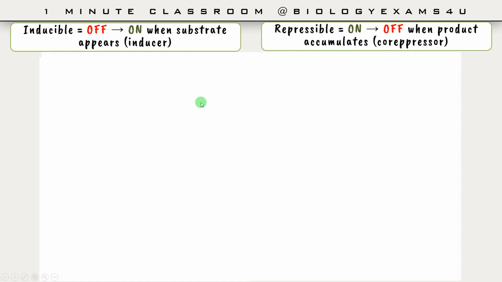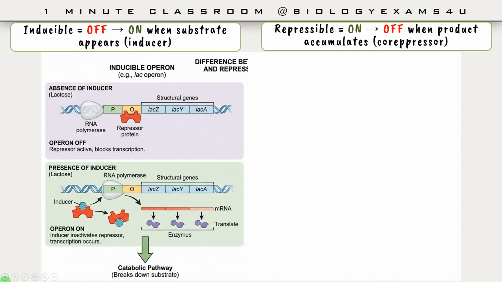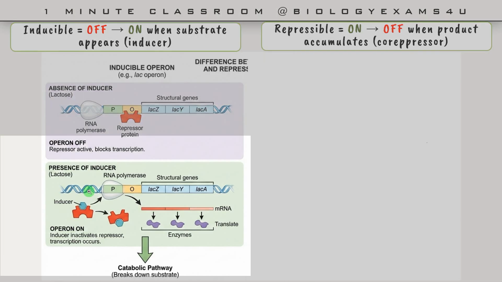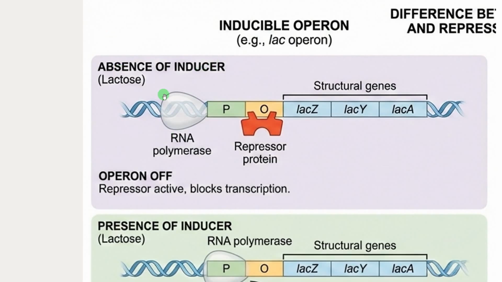The classical example for inducible operon is a Lac operon. As you see in Lac operon, in the absence of inducer, this repressor protein binds to the operator so that this RNA polymerase cannot progress to transcribe these genes. So operon is off or repressor is active.